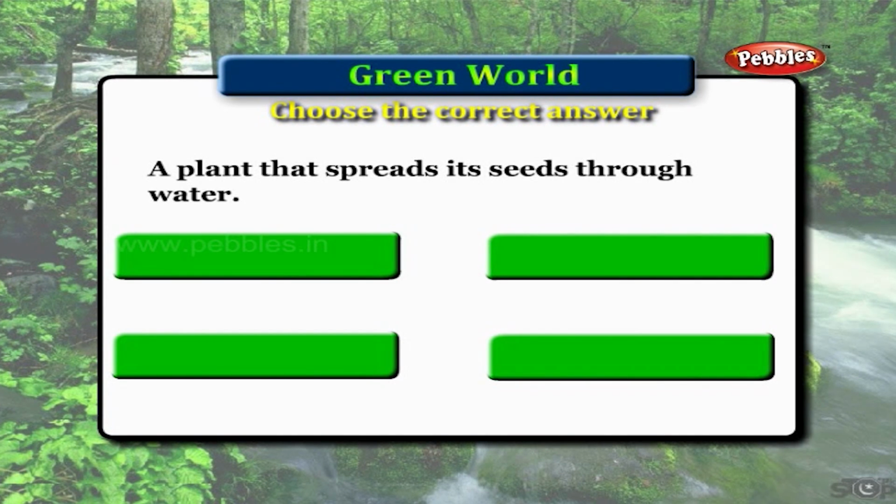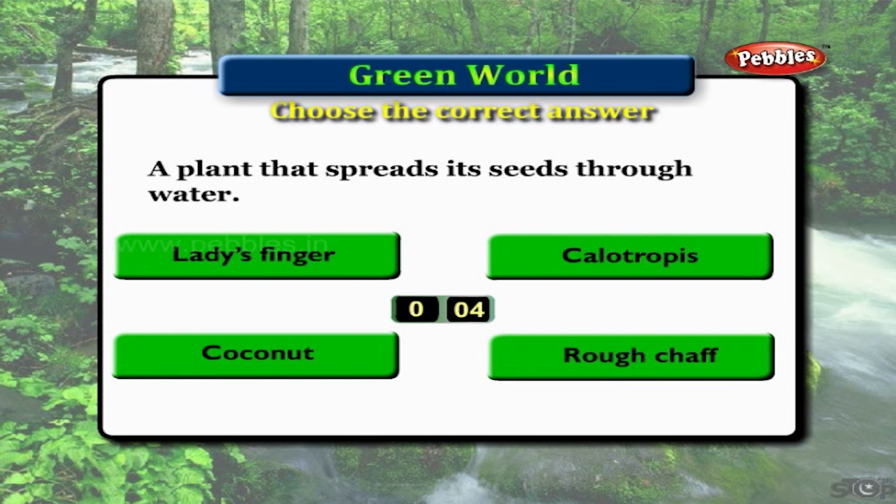A plant that spreads its seeds through water. Options: lady's finger, calotropis, coconut, rough chaff. The right answer is coconut.